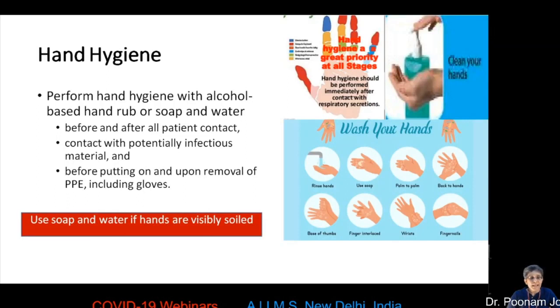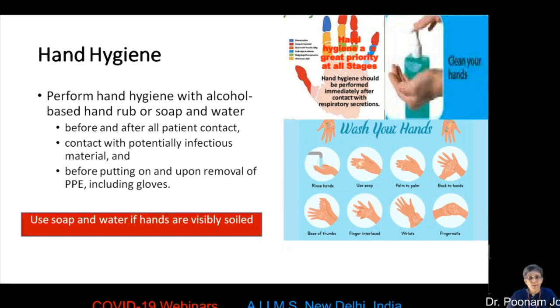We all know that hand hygiene is one of the simplest and most cost-effective methods of controlling the spread of infection. Hand hygiene can be performed using soap and water or alcohol-based hand rub. We should perform hand hygiene with alcohol-based hand rub or soap and water before and after all patient contact with potentially infectious material, and before putting on and upon removal of personal protective equipment, including gloves. Remember, whenever our hands are visibly soiled, we need to wash with soap and water, not with the alcohol rub.